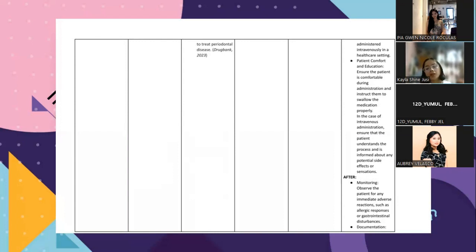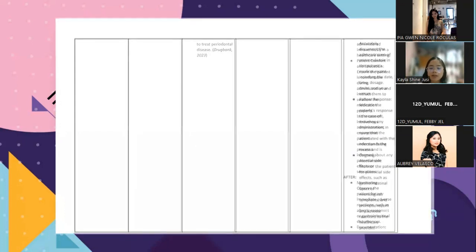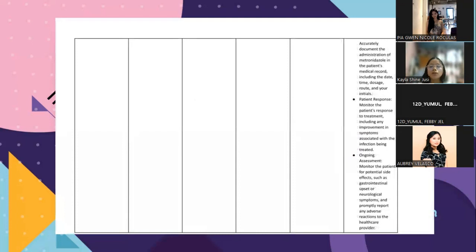And for after medication, monitoring: observe the patient for any immediate adverse reaction such as allergic responses or gastrointestinal disturbances. And documentation: we need to accurately document the administration of metronidazole in the patient's medical record, including the date, the time, the dosage, the route, and your initials.